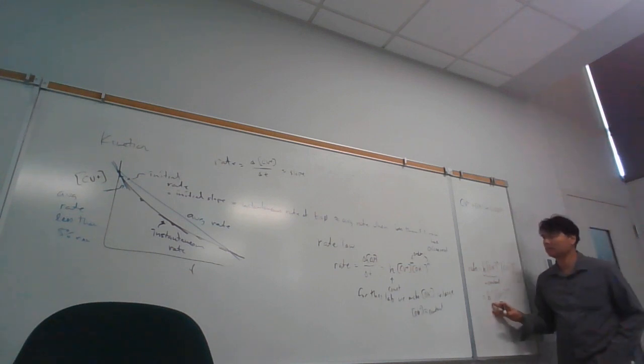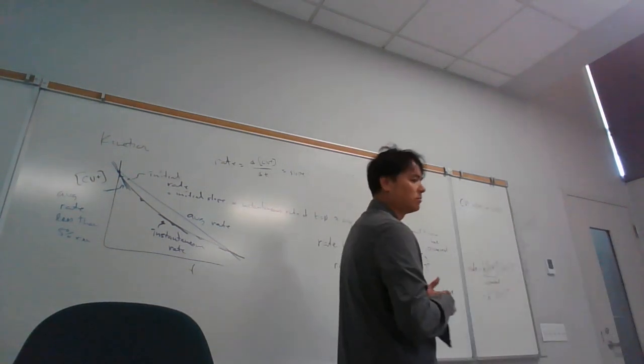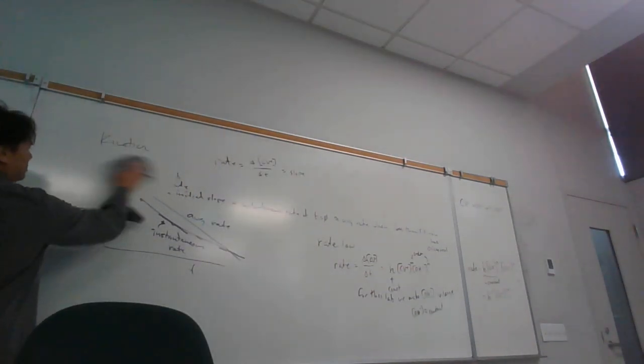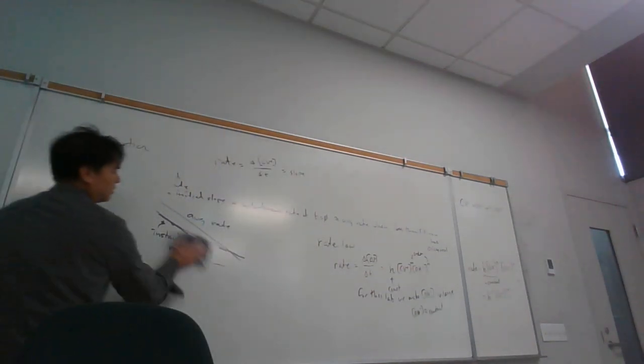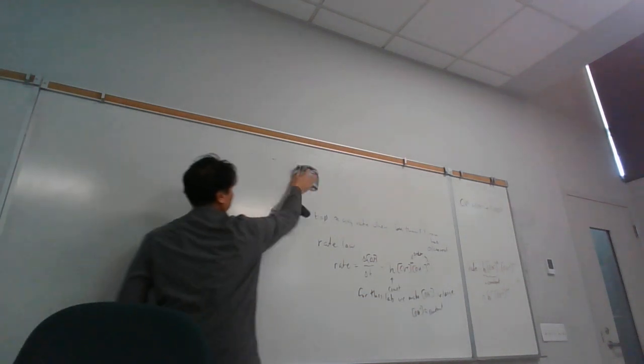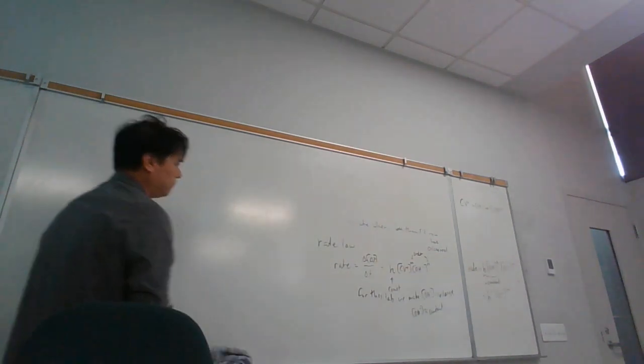Now k prime is what we call a rate constant. The bigger the rate constant, the faster the reaction. The rate constant depends on various things. We usually determine it empirically, so figure it out. What's going on with that?